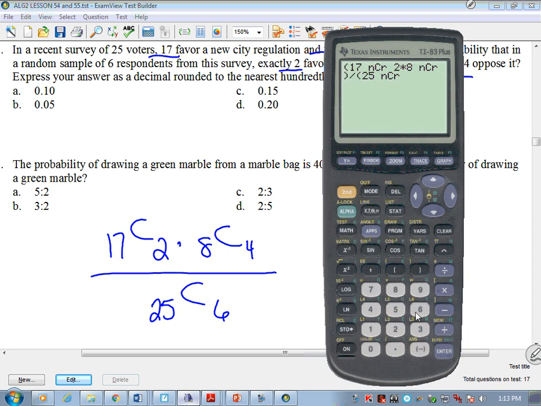25 NCR 6. It's going to make sure that I divide by all of that. Oh, what went wrong? You forgot the 4. I forgot 4. I did. I got to clean that up. All right, so we'll just do this real quick. 17, probability. Up one. What was that? 2? Times 8. Math. NCR.